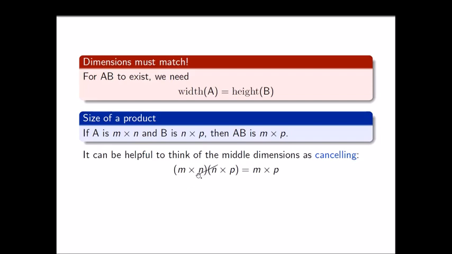So essentially, if the middle sizes are the same, you forget about them, and you can use the remaining sizes for the size of the product matrix. And as I've said before, if the middle dimensions do not agree, that will mean that the width of A is not the same as the height of B. In that case, the product cannot exist.